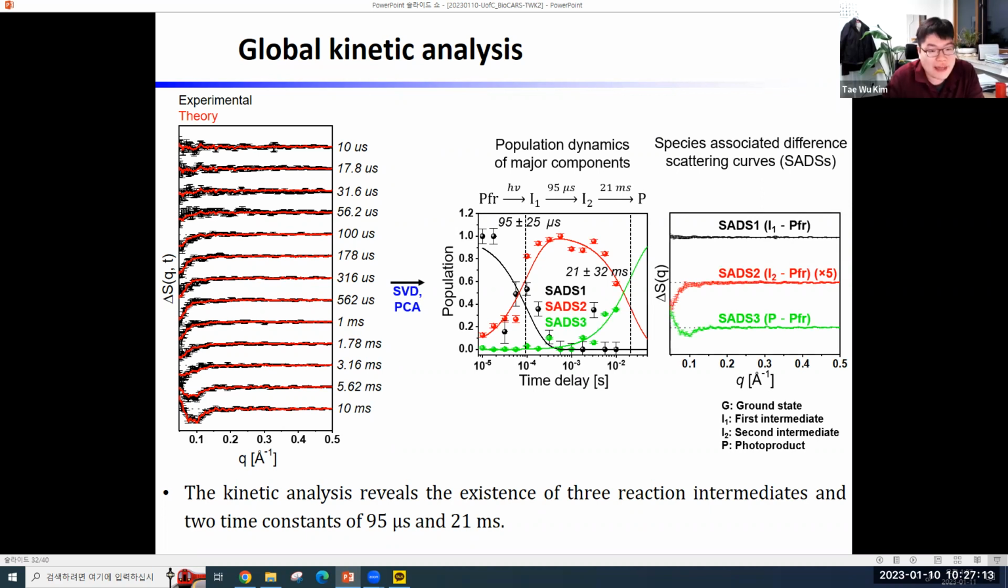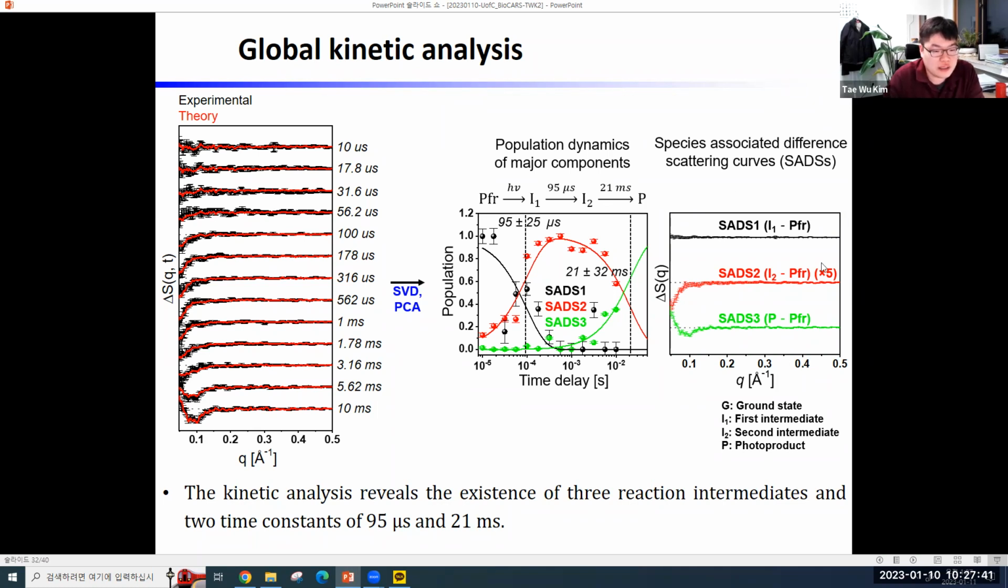The phytochrome has three different species: the I1, I2, and P states. The I1 state can be converted to the P state via the I2 state, and this mechanism has two different time constants. The first one is 90 microseconds, and the second one is 21 milliseconds.